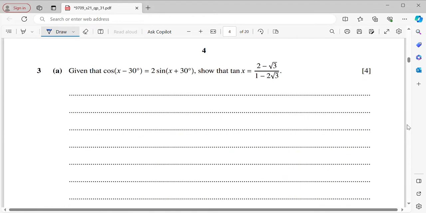Okay, so now question number 3. 3a, given that cos(x minus 30 degrees) is 2 sine(x plus 30 degrees), show that tangent x equals this expression. So now I will copy the identity here.